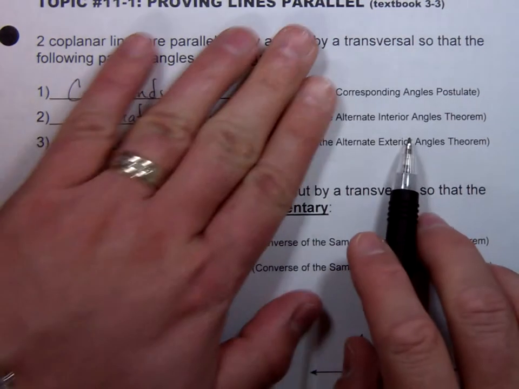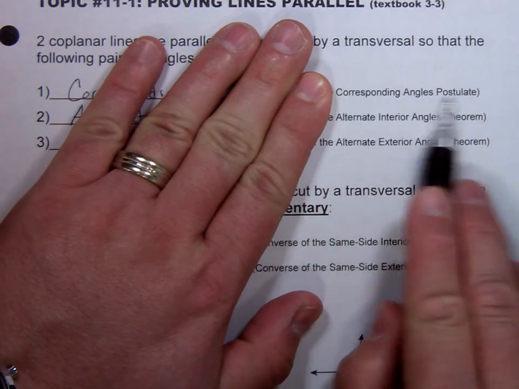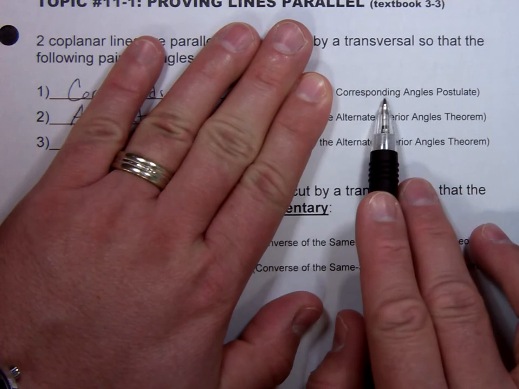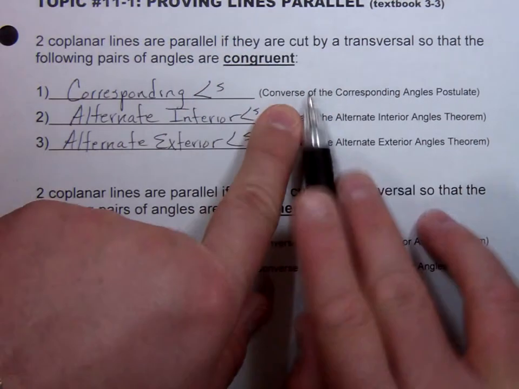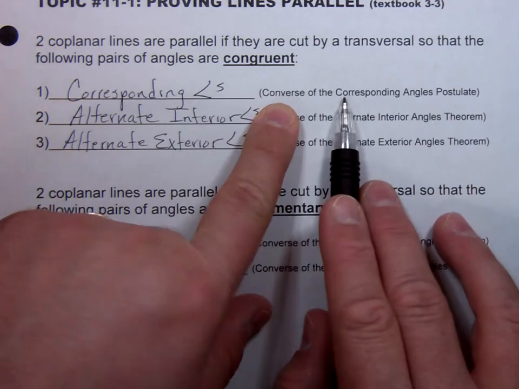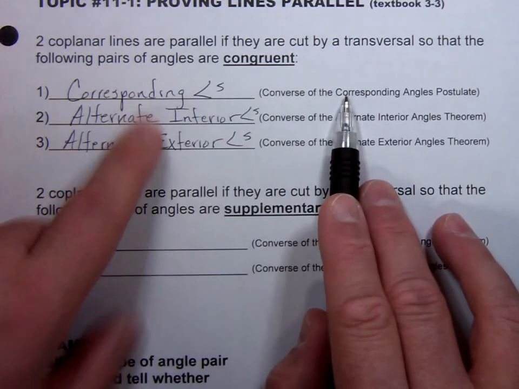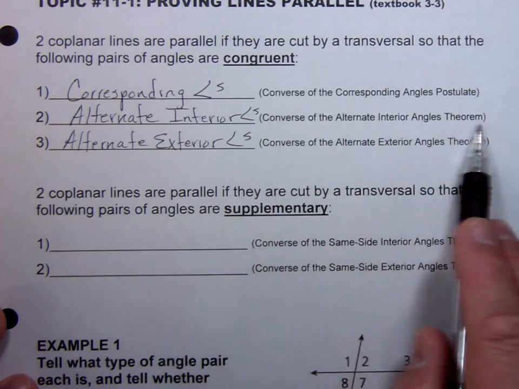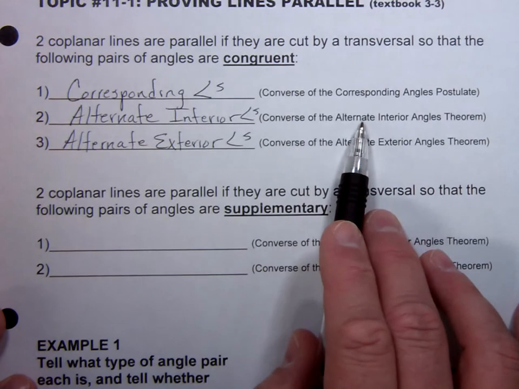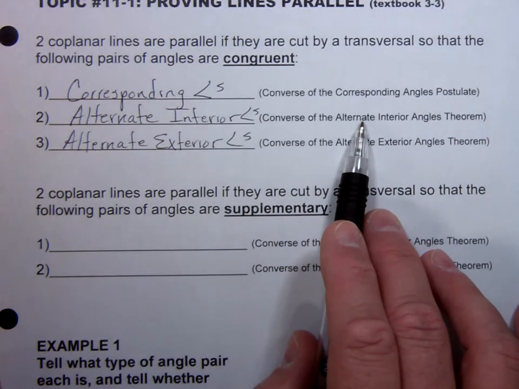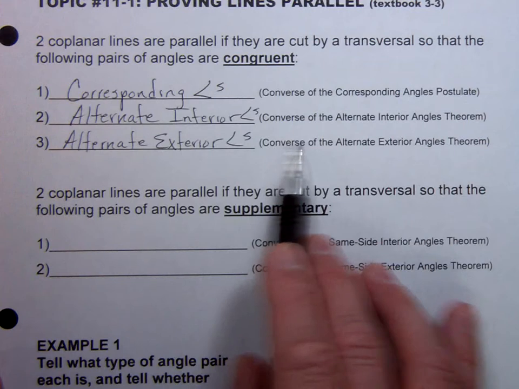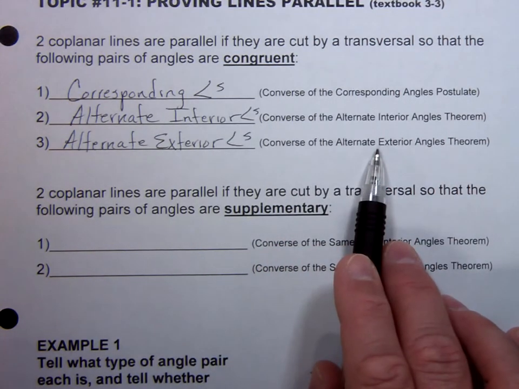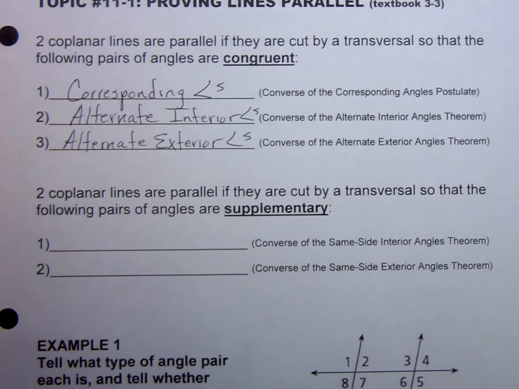Now, what we learned in 4.3 was called the corresponding angles postulate. That was the one that said that if the lines are parallel, then the corresponding angles have to be congruent. The converse of the corresponding angles postulate is the one that says if the corresponding angles are congruent, then the lines are parallel. Same concept here. This is the converse of the alternate interior angles theorem. So if I know the alternate interior angles are congruent, then I know the two lines have to be parallel. The converse of the alternate exterior angles theorem: if I know the alternate exterior angles are congruent, then I know that the two lines have to be parallel.